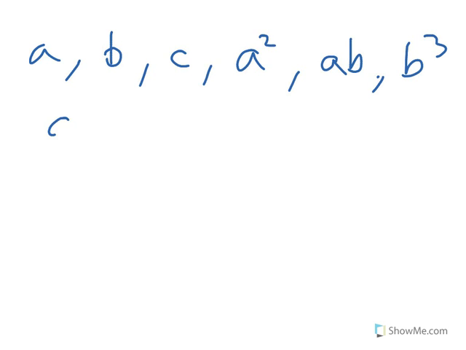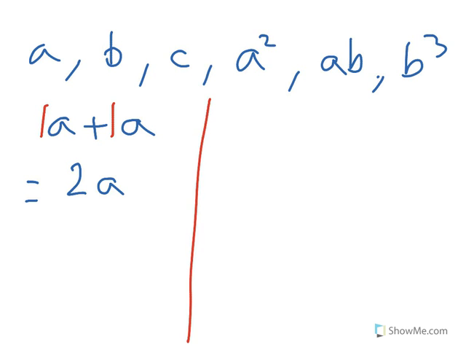So I would be able to add A to A. That would be allowed, and the answer to that would obviously be 2A. Don't forget, in front of the A is a 1, and in front of that A is a 1. So 1A plus 1A equals 2A.